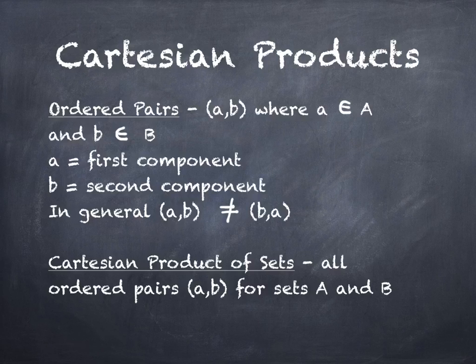here. All right, so an ordered pair is (a, b), where a is in set A and b is in set B. We call a the first component and b the second component. And in general, the ordered pair (a, b) is not equal to the ordered pair (b, a). So jot that down first.